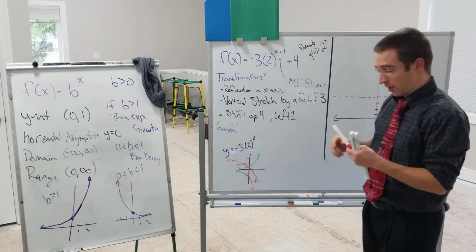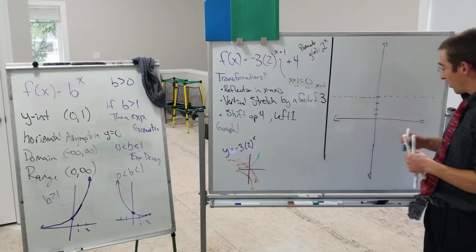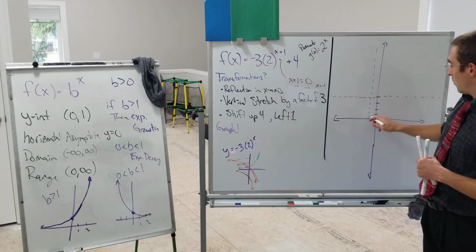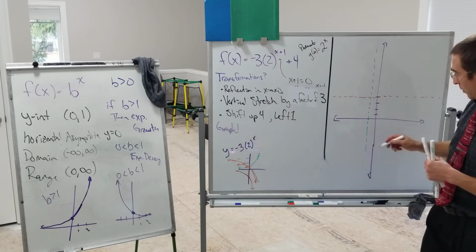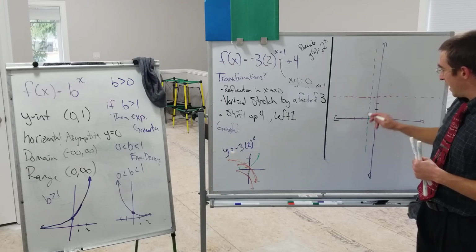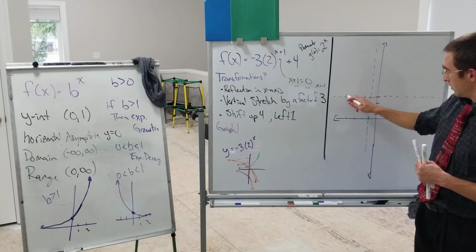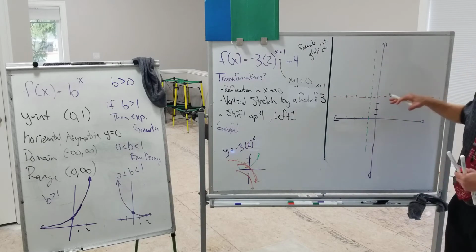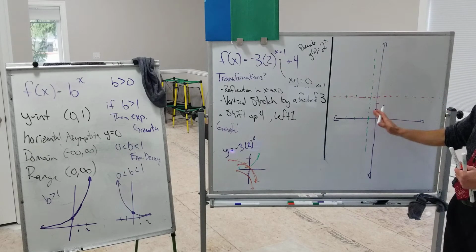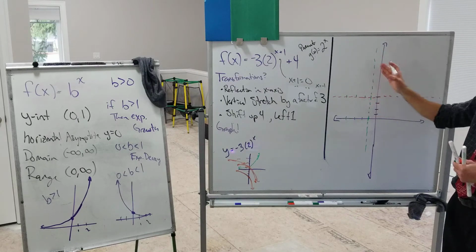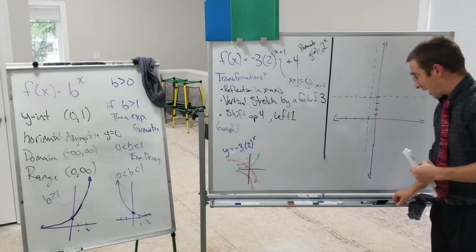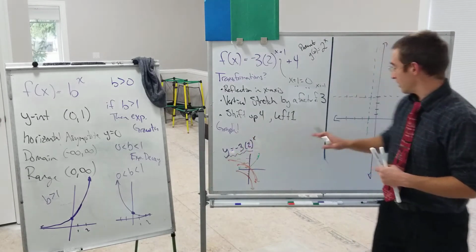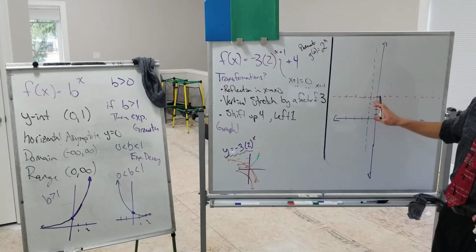The left 1 tells us instead of starting on our y-axis, we're going to start at y equals 1. So now we are going to pretend that this is our y-axis and this is our x-axis. So we're pretending that the orange is our x-axis and the green is our y-axis. And we're going to try to graph this -3 times 2 to the x on this new set of axes.